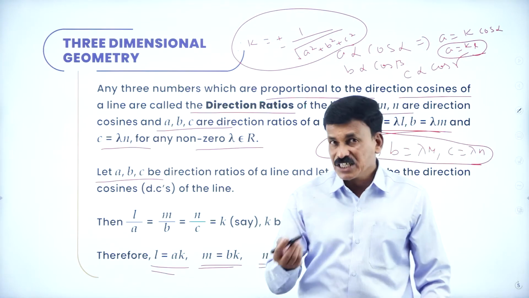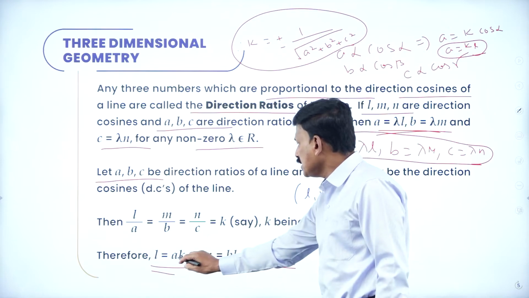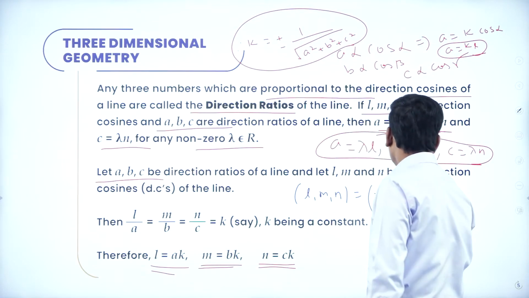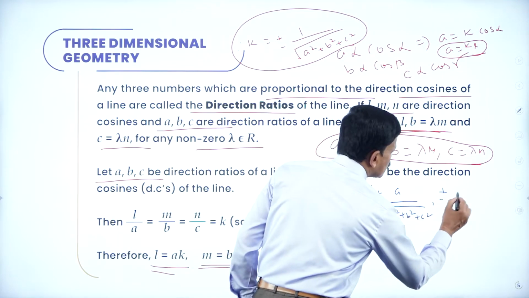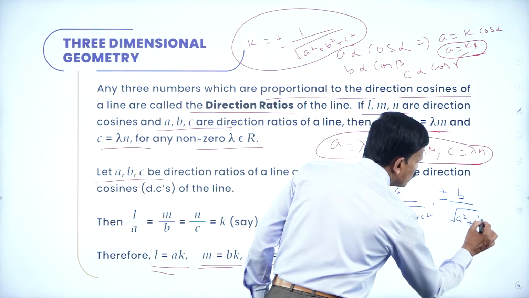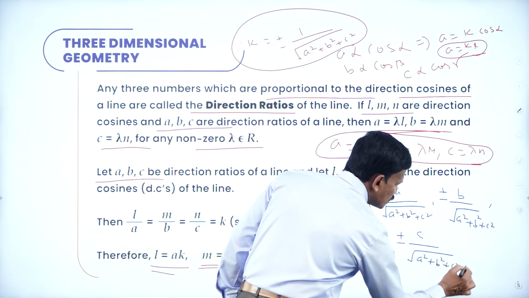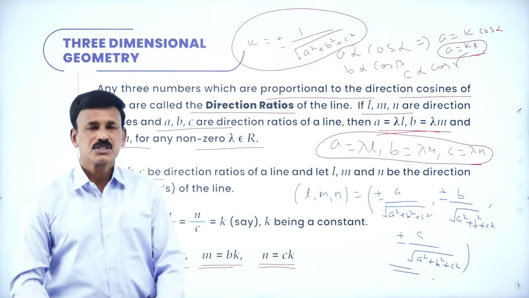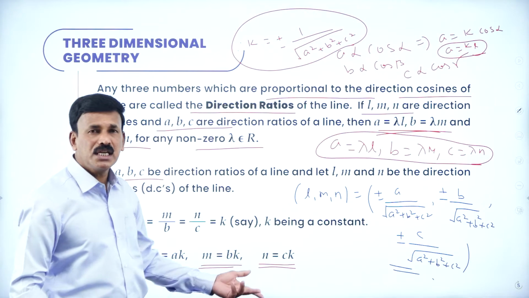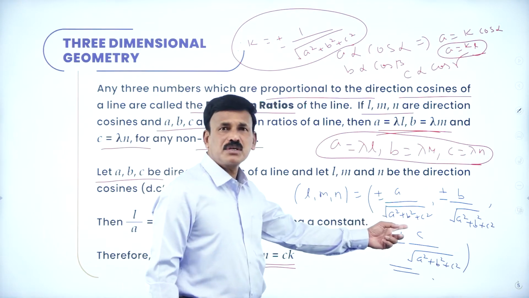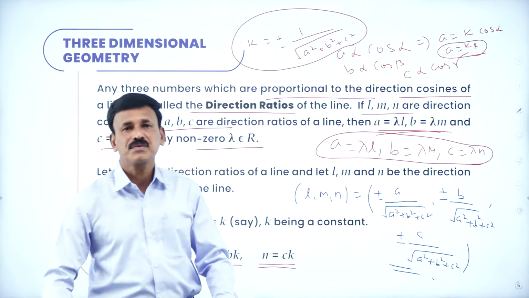Therefore, the direction cosines l, m, n are given by plus or minus a by root of a square plus b square plus c square, comma, plus or minus b by root of a square plus b square plus c square, comma, plus or minus c by root of a square plus b square plus c square. These are called the direction cosines. So, if a, b, c are the direction ratios, then the direction cosines l, m, n are given by these expressions.